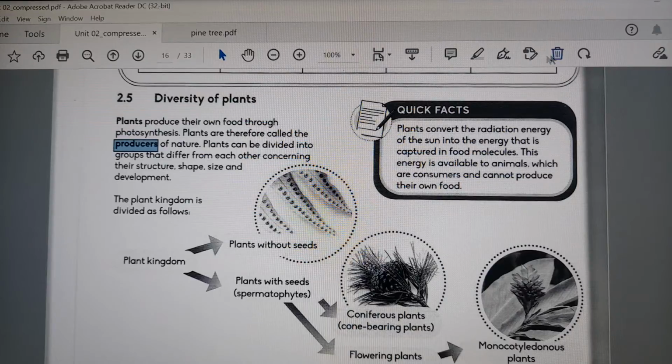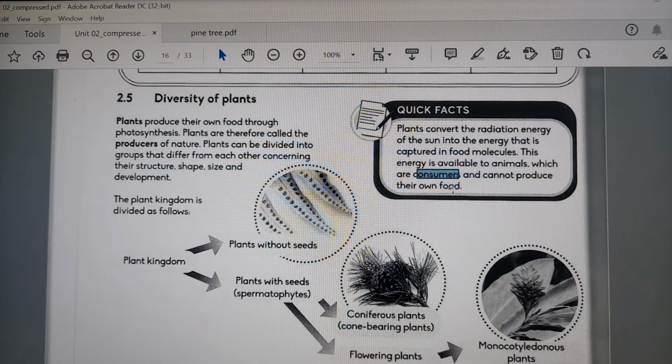Now let's read the quick fact. Plants can convert radiation energy of the sun into the energy that is captured in food molecules. They do this using chlorophyll, because chlorophyll is the one that absorbs the light energy and converts it into chemical energy. This energy is available to animals, which are consumers and cannot produce their own food. So animals are consumers because they cannot produce their own food, therefore they are heterotrophic.